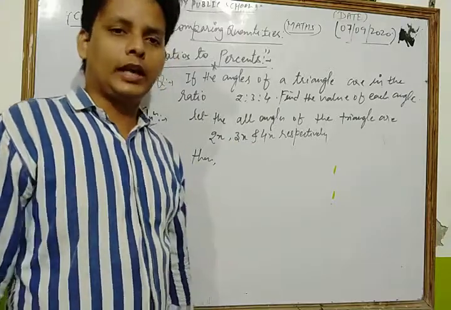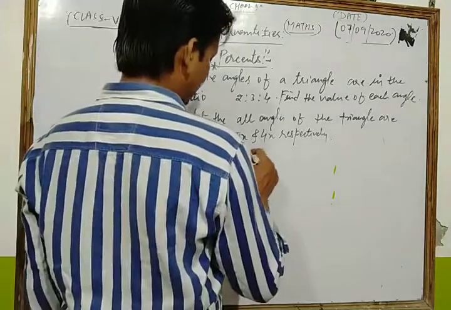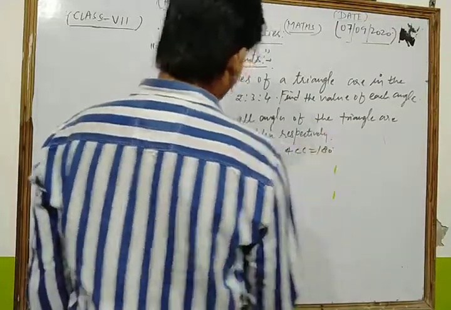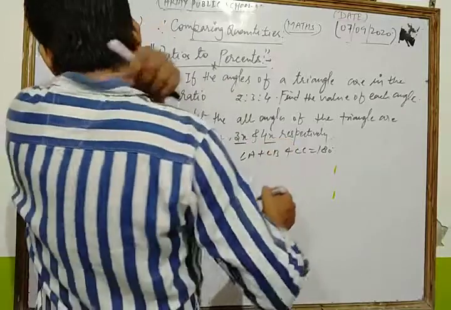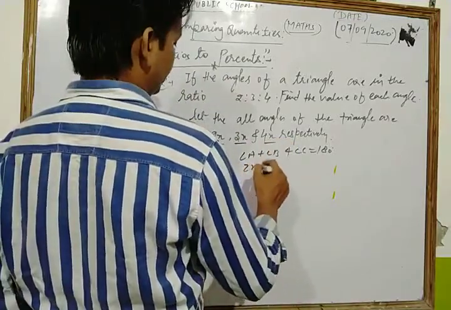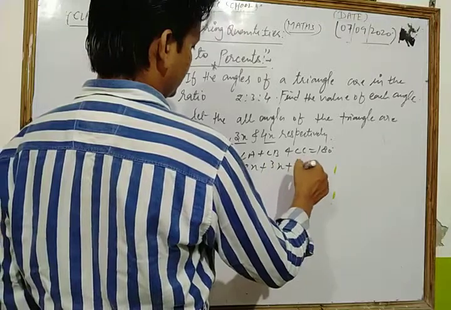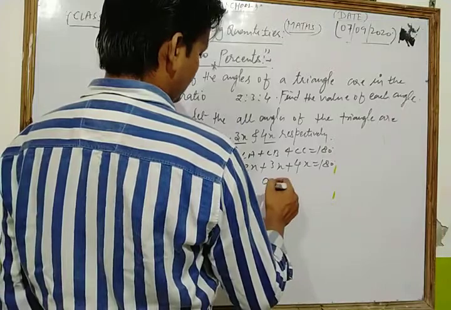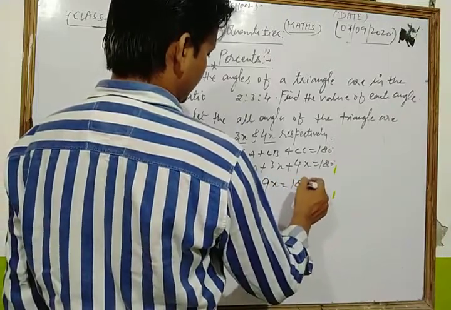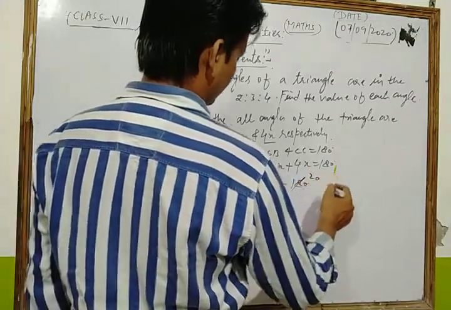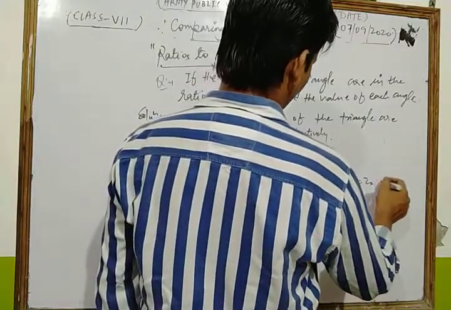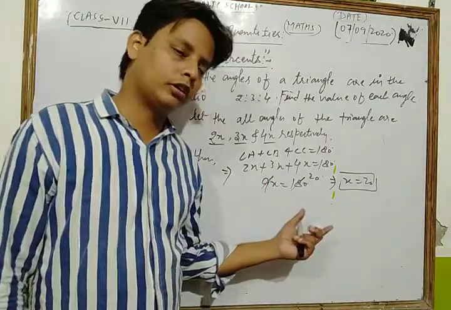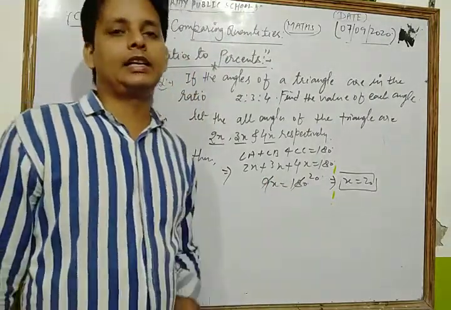Now, according to the angle sum property of the triangle, we know that angle A plus angle B plus angle C must be equal to 180. So this is angle A, this is angle B, this is angle C. Now we have 2x plus 3x plus 4x is equal to 180. Now 3, 2, 5, 4, we get 9x is equal to 180. 9 into 20 is 180, so the value of x is 20. In this way we find the value of x as 20, applying the angle sum property of the triangle.